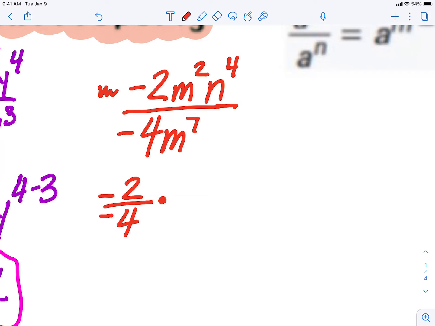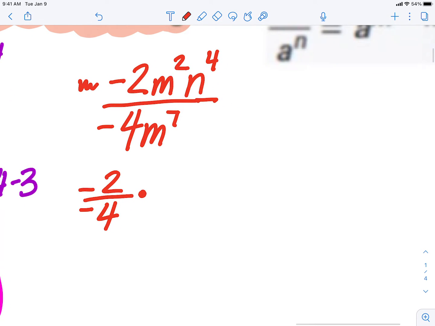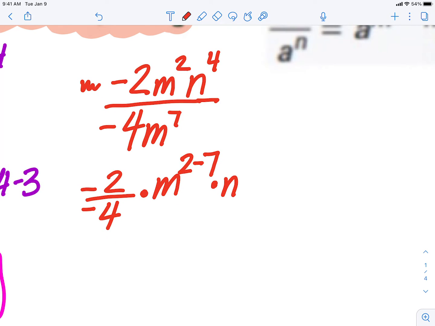Now I'm going to write my m's. My m's are, the letters m. Well, m, I notice, has a 2 and a 7. So I say 2 minus 7, right? And I have n to the fourth, but I have no n down here, so I'm just going to write it as n to the fourth here. Look at that.